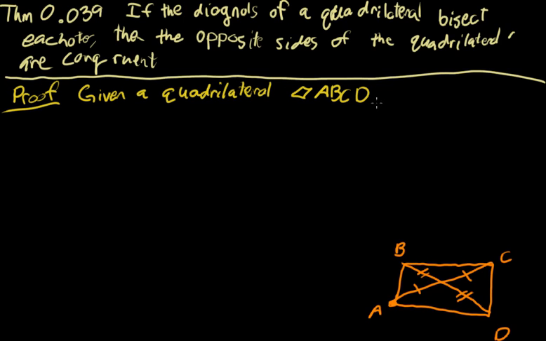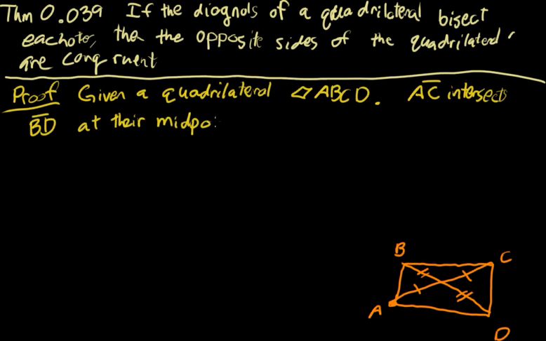So we'll say, let's say AC intersects BD at their midpoints. Could be a little bit more descriptive there, but the picture shows what's going on where they're both bisected at the midpoint. We could draw a picture where only one's bisected at the midpoint, but we aren't going to do that.